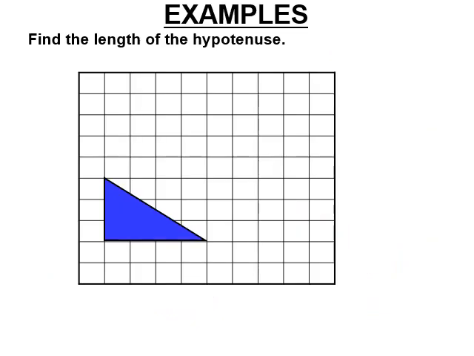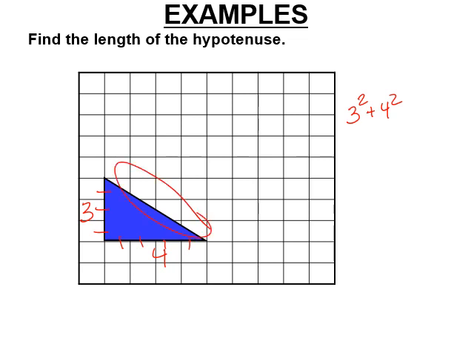So in this one, you're going to have to count these sides. So that one's 3 boxes long. That one's 4 boxes long. Notice you can't count here. That's part of a box. There's another little fraction of a box. They all add up to a nice whole number, but you cannot count them. You have to use the Pythagorean theorem.